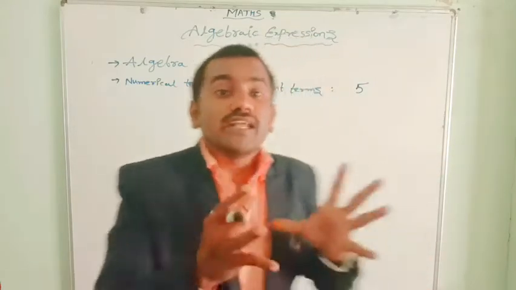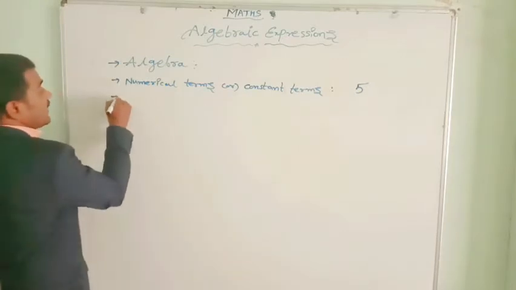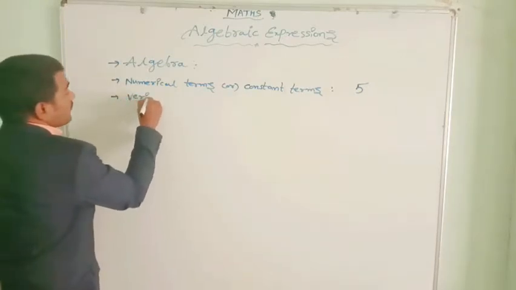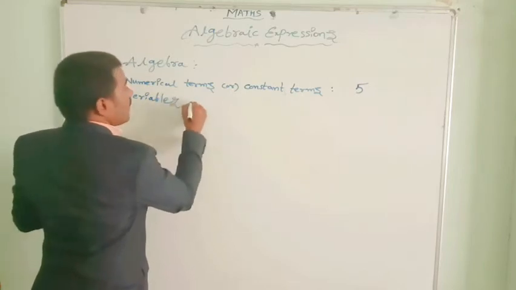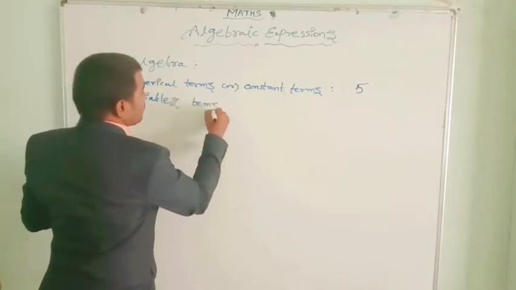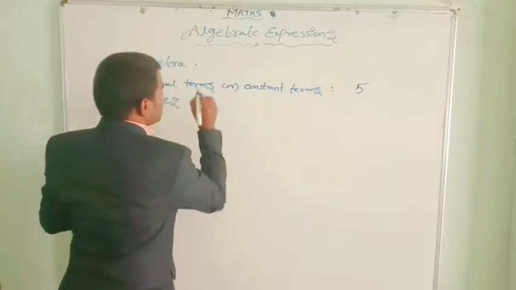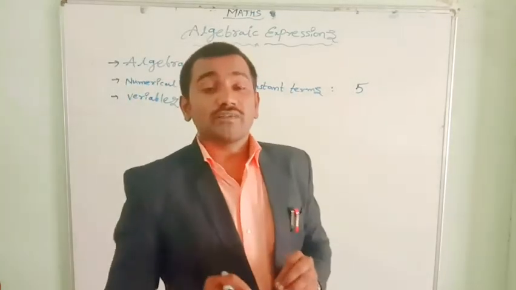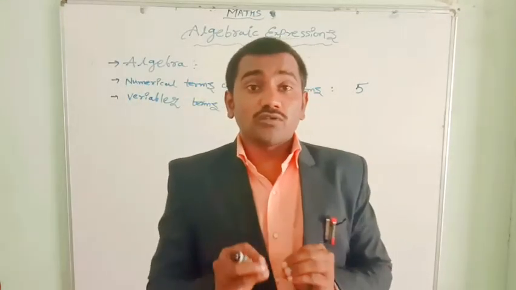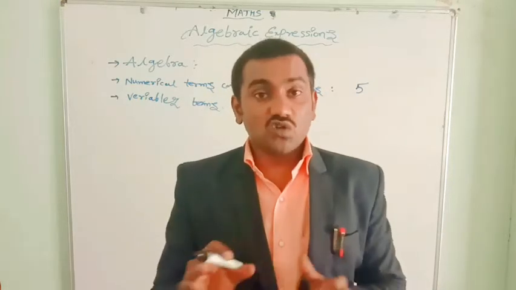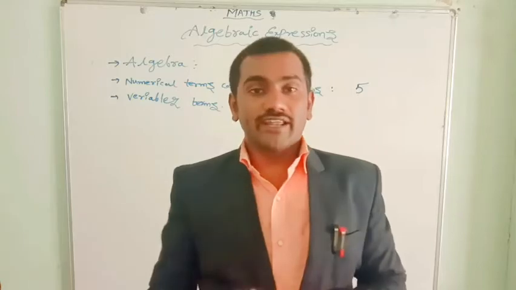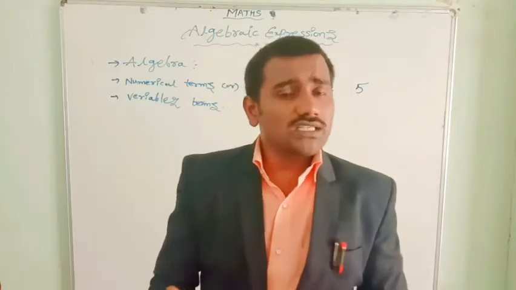Then what is the meaning of variable? Variable terms. What is the meaning of variable? Variable in the sense which is not constant, it's known as a variable. Which is not constant, it's known as a variable. So what is the not constant?